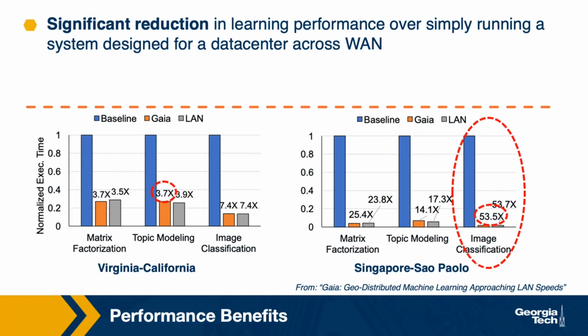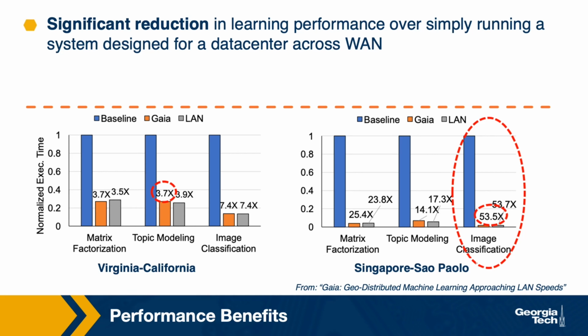Let's look at a single experiment. This experiment is performed with 11 EC2 servers running in different AWS regions distributed across their different data centers. In the left-hand side, the data centers are in Virginia and California, and in the right-hand side, the data center machines are in Singapore and Sao Paulo. If we compare the case when the machine learning is performed over a local area network in a data center versus over a wide area network, this is the baseline case, the blue case, we observe a significant drop in performance. The y-axis is normalized execution time, so lower is better.